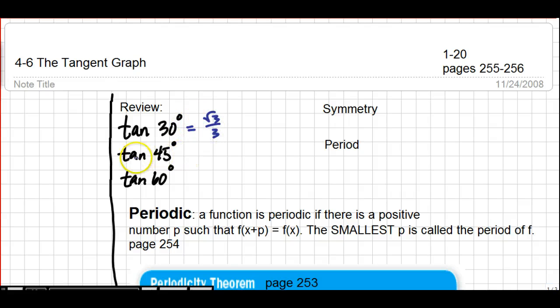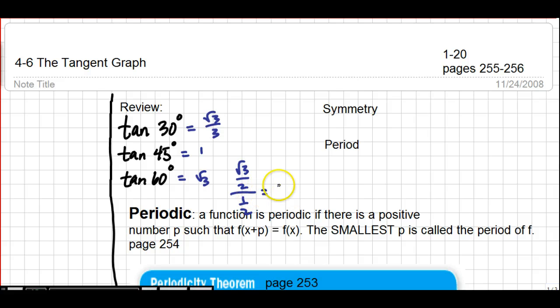When you do tan of 45, since the cosine and the sine are both the same, you end up with a 1. And when you do tan of 60, again it's sine over cosine, and you end up with square root of 3. Students want to know how those numbers came about. They would just simply set it up as, for example, square root of 3 over 2 divided by a half is what tan of 60 would be.